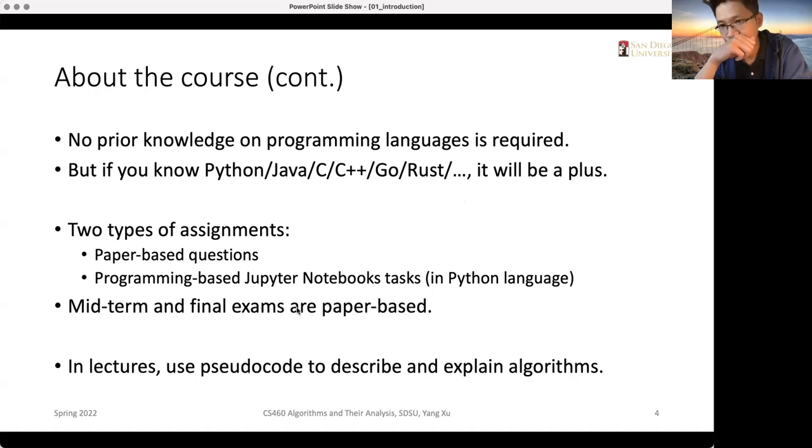So in lectures, we're gonna introduce a type of pseudocode to describe algorithms, and this pseudocode follows the conventions of the textbook. I think it's easy to understand, and it's straightforward to capture the syntax. So that pseudocode will be the one that I encourage you to use for describing algorithms, whether in paper-based assignments or in midterm or final exams.